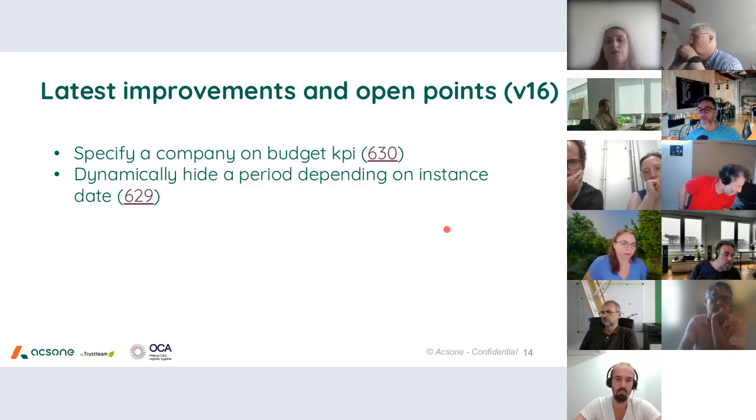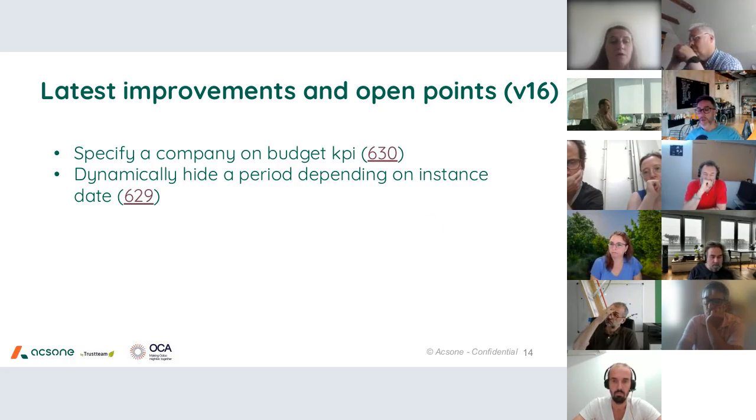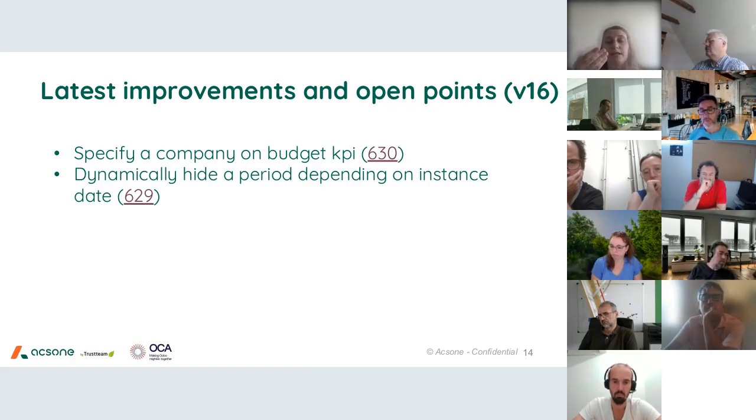And the last is that you can now dynamically hide a period depending on the report date. For example, you can pre-configure your column for each month with fixed dates up to December, but you want to display columns only up to June if the report date is June, and so the columns from July to September to December are dynamically hidden.